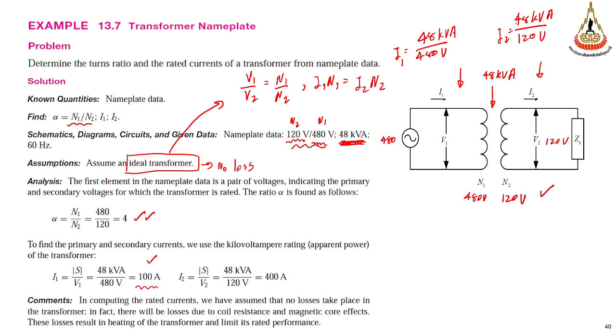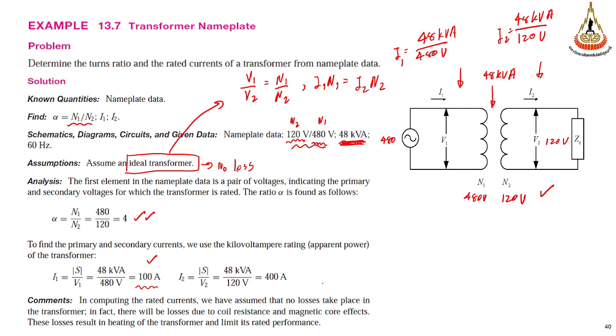You can see the wire of that transformer. The higher the voltage, the smaller the wire, because it supplies smaller current, right? Is that right? Because the current is smaller, right?